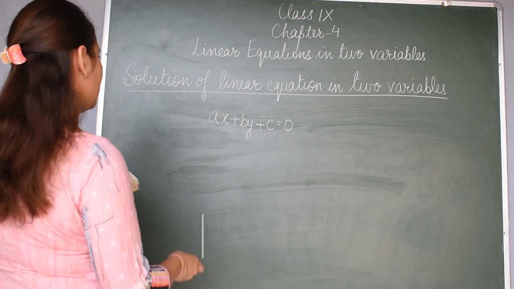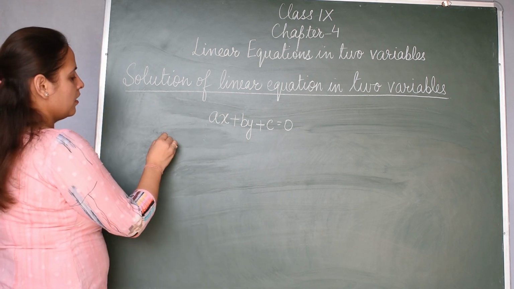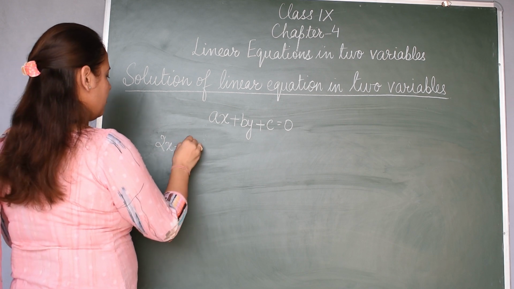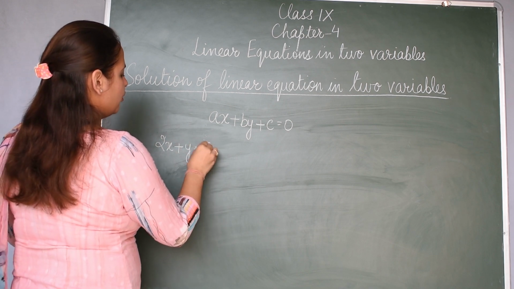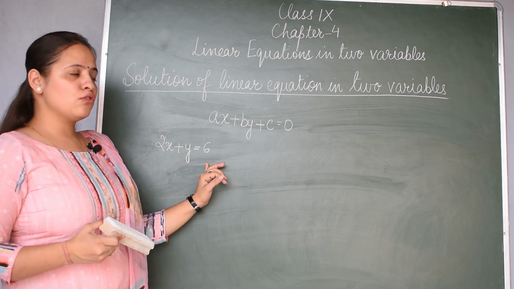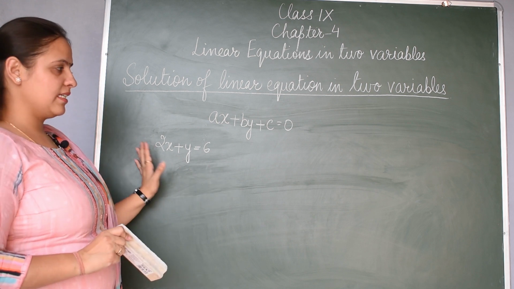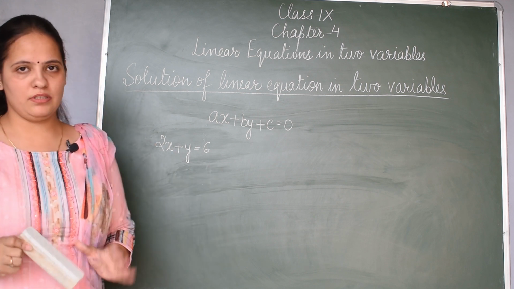Let us take the example and then I'll tell you what is the meaning of solution. 2x plus y is equal to 6. This is a linear equation in two variables, though it is not in the standard form, but it is a linear equation in two variables.